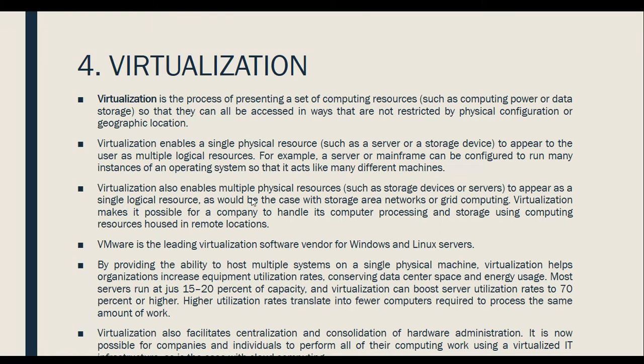Virtualization also enables multiple physical resources, such as storage devices or servers, to appear as a single logical resource, as would be the case with storage area networks or grid computing. Virtualization makes it possible for a company to handle its computer processing and storage using computing resources housed in remote locations. अब ये पहला वाला जो था, that was an example of one to many virtualization. This is an example of many to one.